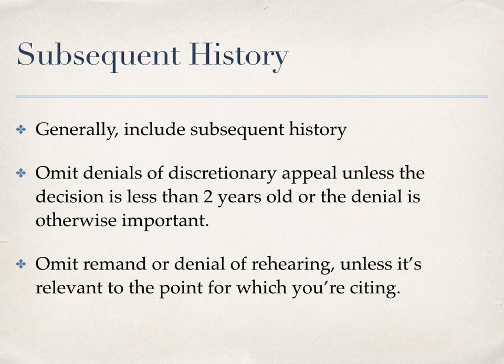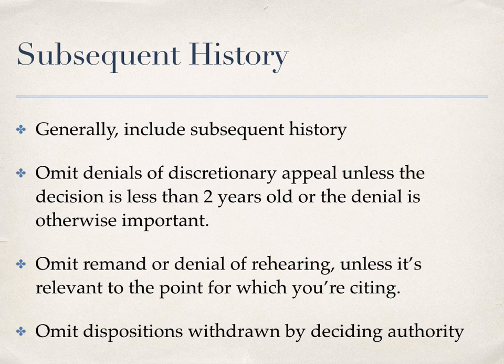You're also going to omit remand or denial of rehearing decisions that come after your original decision, unless it's relevant to the point for which you're citing. Finally, make sure that you omit any disposition that's withdrawn by the deciding authority. Sometimes on rehearing, the appellate court or Supreme Court might withdraw its earlier opinion. If that has happened to your case, then you will not be citing that withdrawn disposition in your subsequent history.